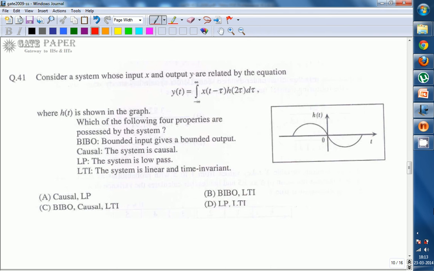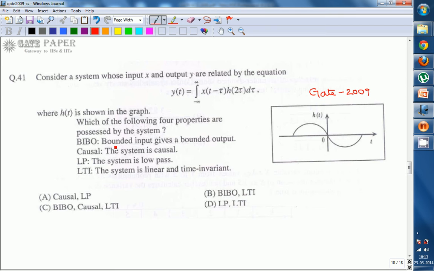Now we are going to see the question from signals and systems given in GATE 2009. Consider a system whose input x of t and output y of t are related by the equation y of t equals integral minus infinity to infinity x of t minus tau h of 2 tau d tau. Here the h of t is given in the figure. Which of the following four properties are possessed by the system?